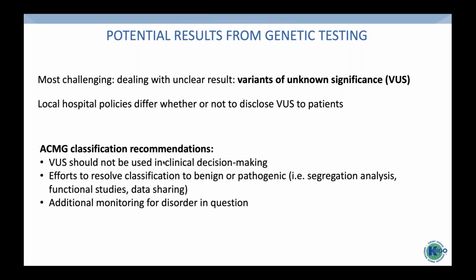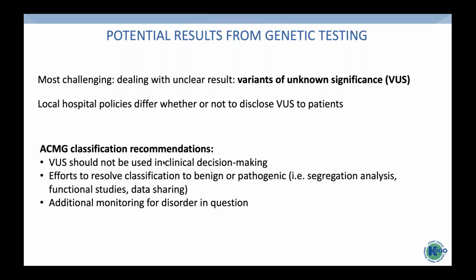As we mentioned before, the most challenging of results to deal with is the unclear results, the variant of uncertain significance. There's variability in different health systems, hospitals, and clinical practice groups as to how these are handled, whether they're even disclosed in some instances to patients. So it is important to touch base with your local multidisciplinary team to ascertain what the most appropriate local approach is. And specifically, I think as renal physicians, working with genetic counselors and clinical geneticists is quite important.